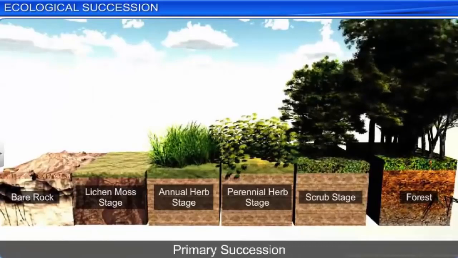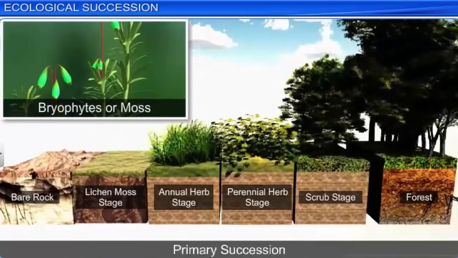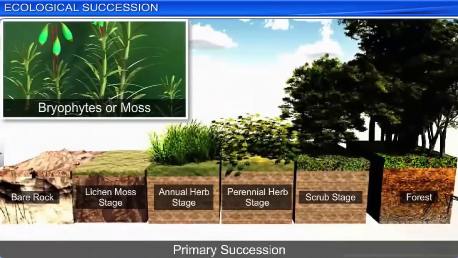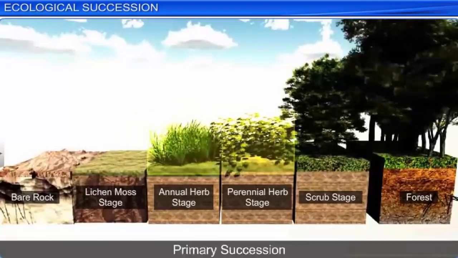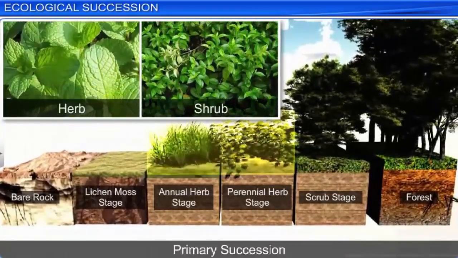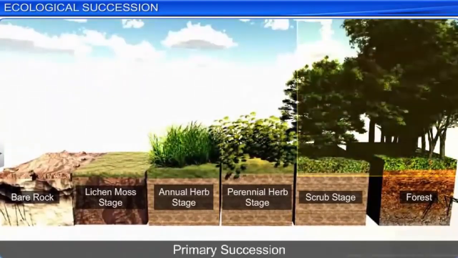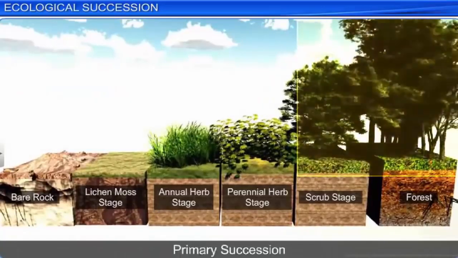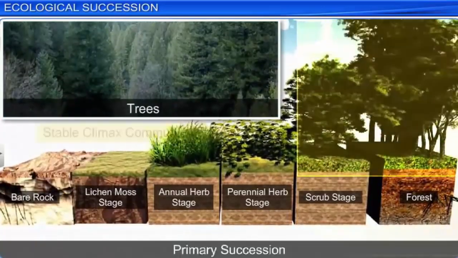The small amount of soil thus formed leads to the growth of plants like bryophytes or moss, which over a period of time get replaced by bigger plants like herbs and shrubs. After several succession stages, big plants get replaced by trees, leading to a stable climax forest.